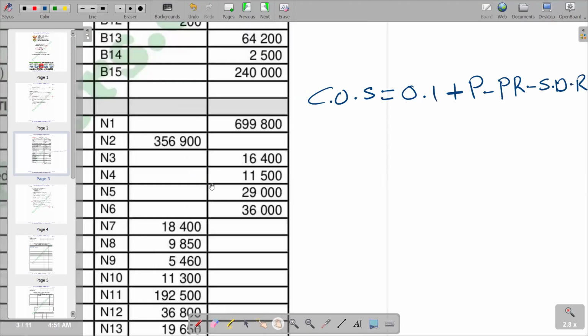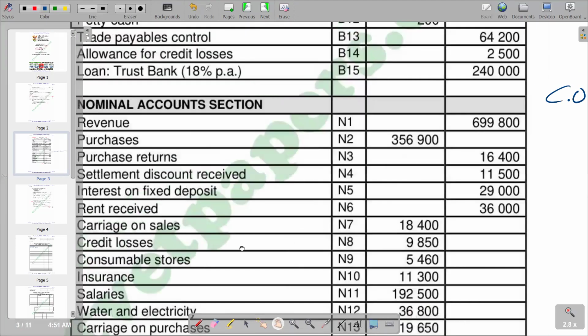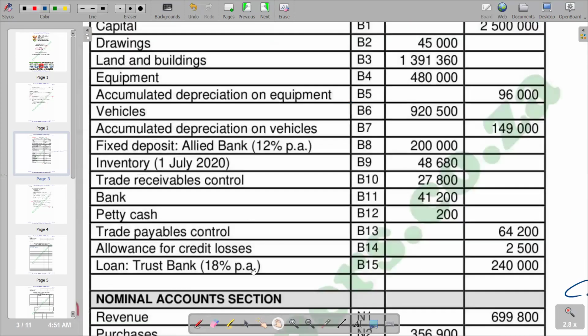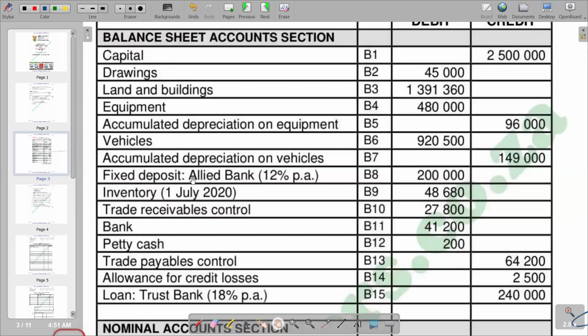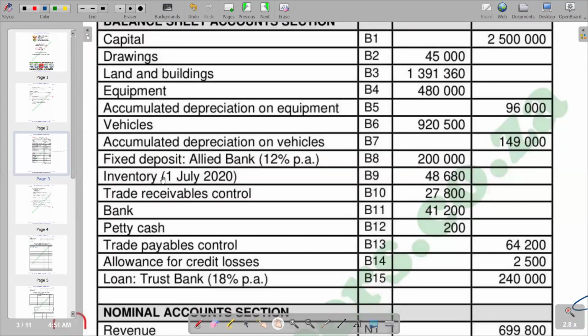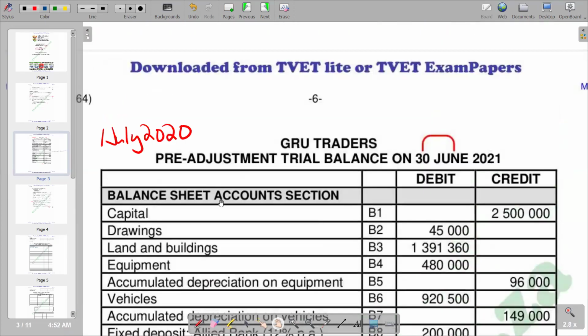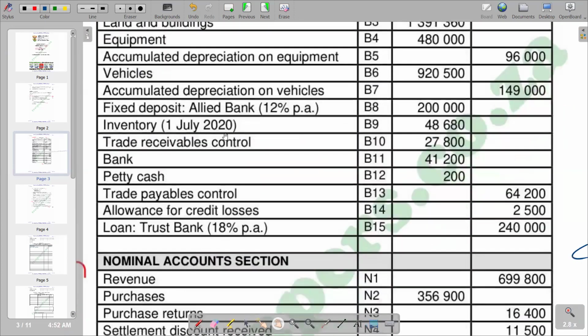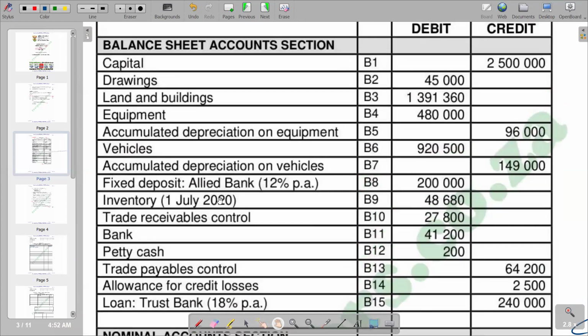This is what we are going to go through as we calculate our cost of sales. We start with our opening inventory, which is given under the balance sheet account section. If you take note, it's inventory on 1 July 2020, which is at the beginning of the financial year. So this becomes the opening inventory, 48,608.